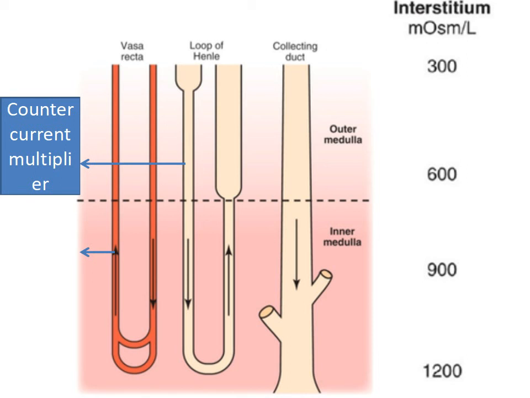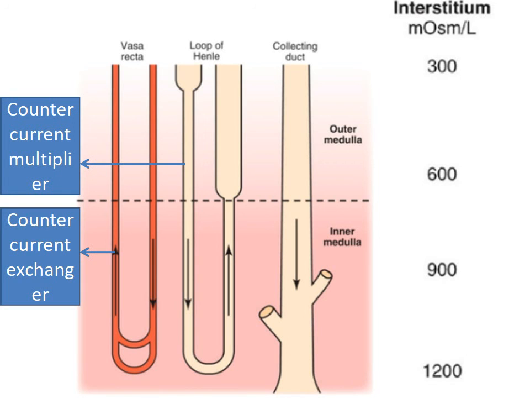So what is the role of the counter current exchanger? The counter current exchanger will maintain this osmolarity gradient. Osmolarity gradient means in the interstitium there will be an increase in the osmolarity from above downward. It is produced by the counter current multiplier, and maintained by the counter current exchanger. So why is this interstitial osmolarity so important? Why does this osmolarity gradient have to be maintained?